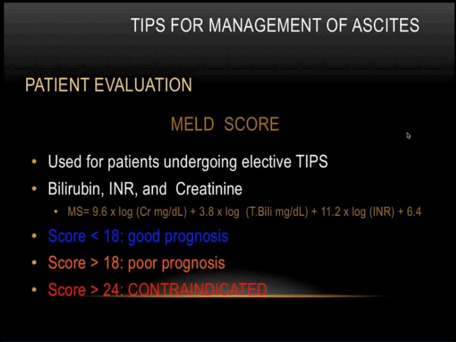Because a patient who has a MELD score less than 18 has a good prognosis. More than 18 is kind of medium to poor prognosis. A patient who has a MELD score more than 24 is contraindicated. If you do a TIPS in a patient who has a MELD score more than 24, the patient is going to die in less than 30 days.